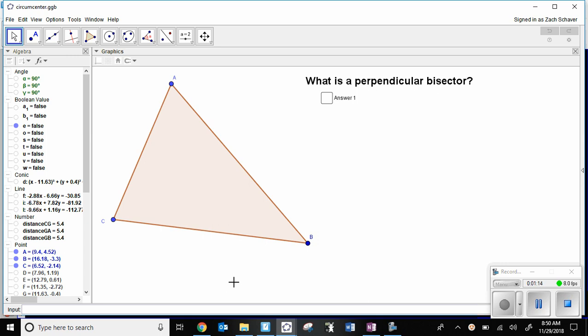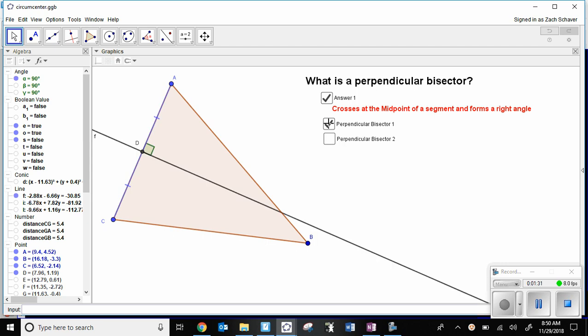Okay, I got my triangle here. Okay, what is a perpendicular bisector? We already talked about that. It's going to cross that, it's going to bisect a segment, and it's going to form a right angle. So, there's kind of the answer to it. And I'm going to draw in our first perpendicular bisector, which looks like that. And you can see that it crosses at a perpendicular or a right angle and splits that segment in half.